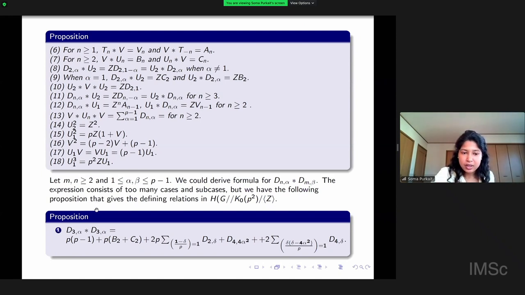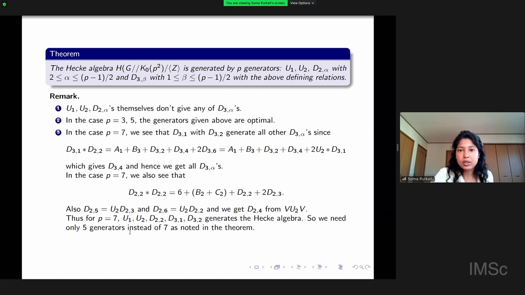So we could derive the defining relations, working out a general formula for dn alpha dn beta. So if you look at d3 alphas, essentially we have d2s and d3s, n greater than or equal to 2, and d2s and d3s along with the u1 and u2 give us all the generators.